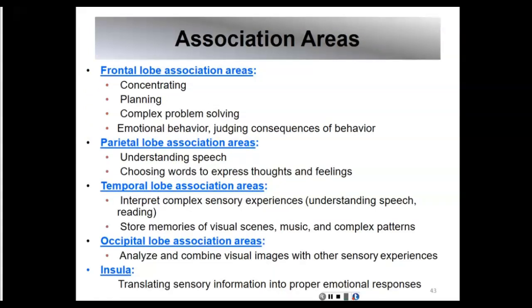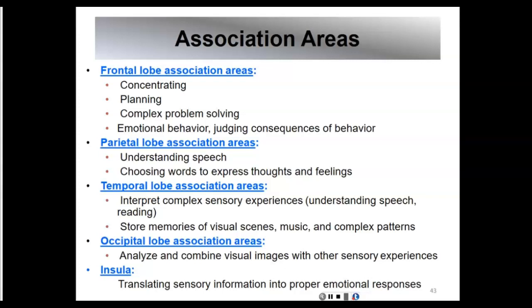In the frontal cortex, or frontal lobe, we have an association area that is for concentration, planning, problem solving, emotional behavior, judging consequences of behavior. So studying and taking your test, you're using your frontal lobe association area. The parietal lobe association area is for speech, choosing words to express thoughts and feelings.